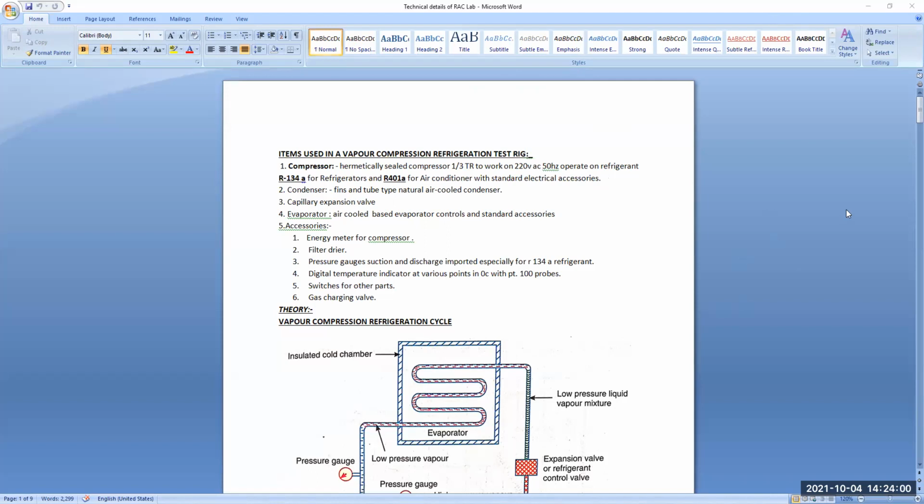Let us start our virtual lab on refrigeration and air conditioning machine. Here, as you are not present in the lab itself, I will share the basic details of the machine itself. We have 4 such machines. They are different as per the application, with different evaporators and different types of condenser.